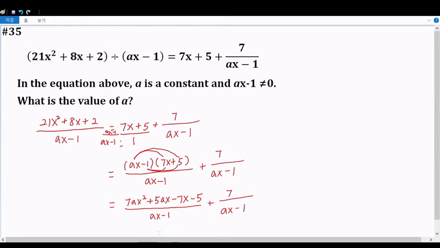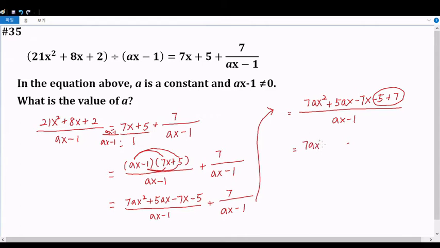Since we have the common denominator, we can add the numerators. Then we get 7ax squared plus 5ax minus 7x minus 5 plus 7 over ax minus 1. We can add the negative 5 and 7. That's equal to plus 2 over ax minus 1.